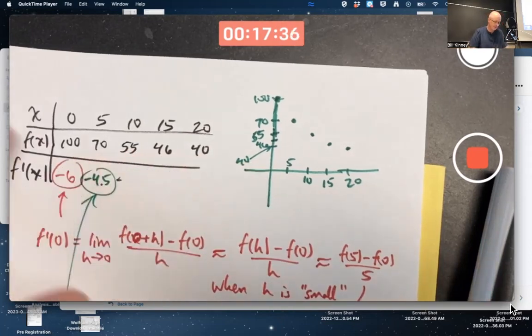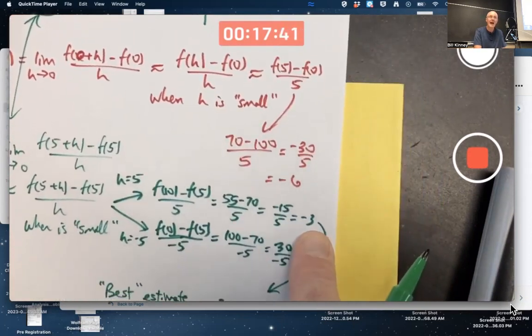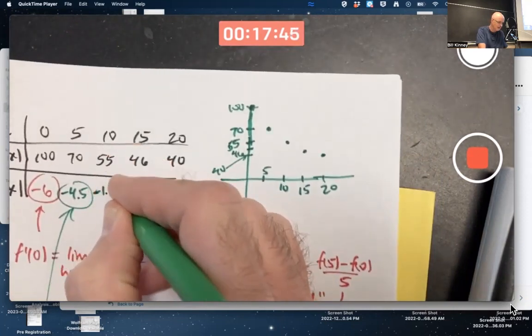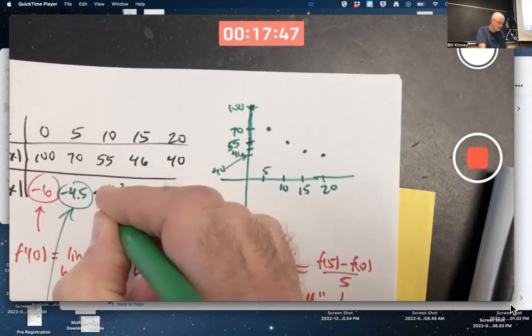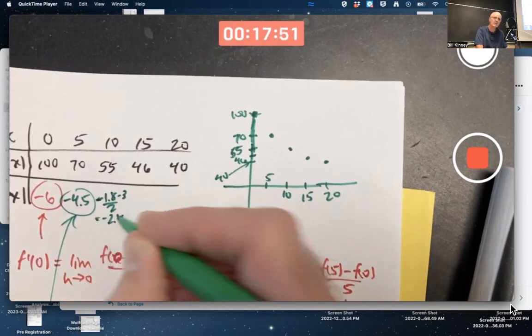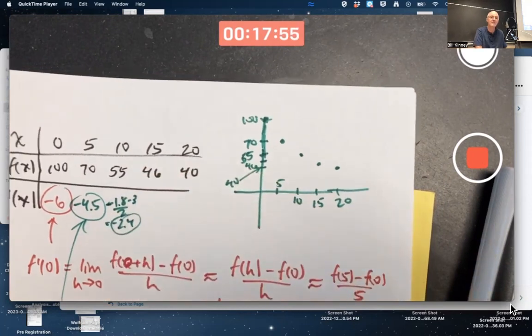Okay, that would be the forward estimate. What about the backward estimate? It would be the -3. Average, okay, I'll write it out. -1.8 and -3. And you're going to get -2.4 as your best estimate for f prime of 10.